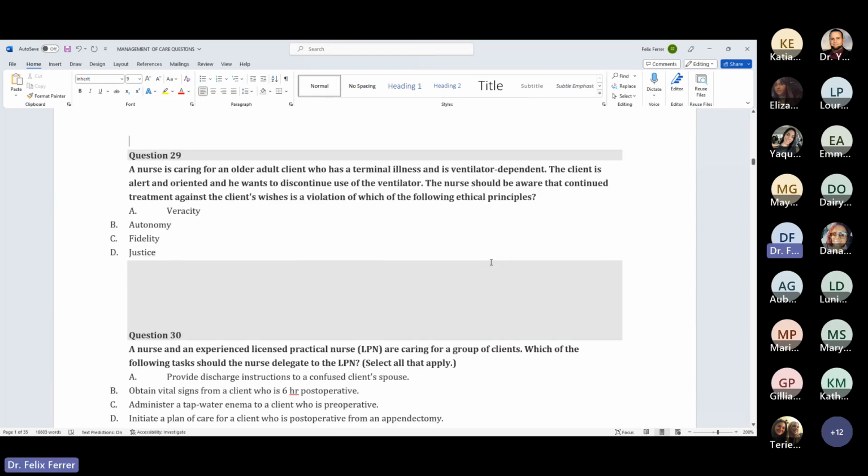29. A nurse is caring for an adult client who has a terminal illness and is ventilator dependent. The client is alert and oriented and wants to discontinue use of the ventilator. The nurse should be aware that continued treatment against the client's wishes is a violation of which of the following ethical principles? B. Autonomy. Really good. Really good.